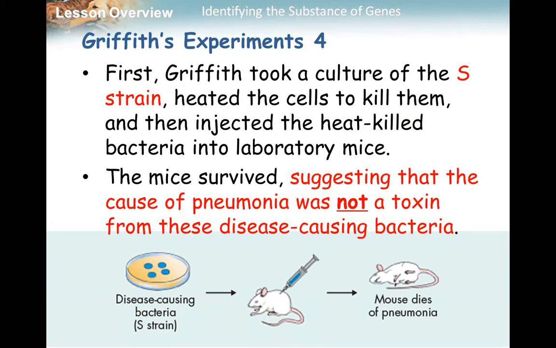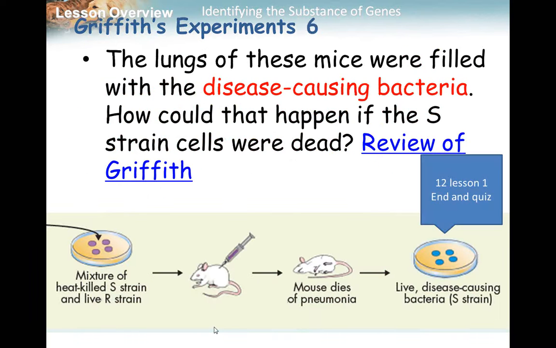First, Griffith took a culture of the S strain and heated the cells to kill them. Then he injected those heat-killed bacteria back into the mice. The mice survived, suggesting that the cause of pneumonia was not some type of toxin. So he heated it up and killed them in the S strain. The lungs of these mice were filled with disease-causing bacteria. How could this happen if the S strain cells were dead?